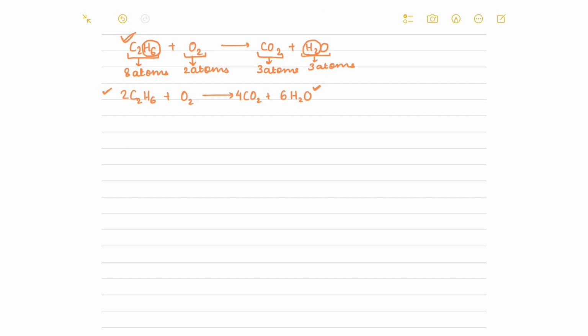Now here there are 8 plus 6 atoms, which is equal to 14 atoms of oxygen on the product side, and on the reactant side there are only 2 oxygen atoms. So if I write a 7 here, oxygen shall also be balanced. So our final equation is 2C2H6 plus 7O2 gives rise to 4CO2 plus 6H2O.